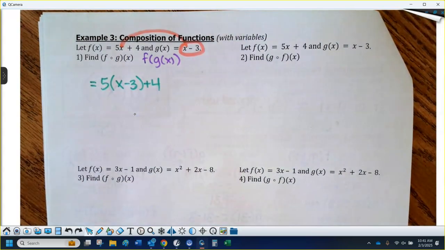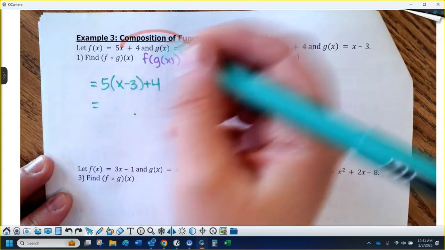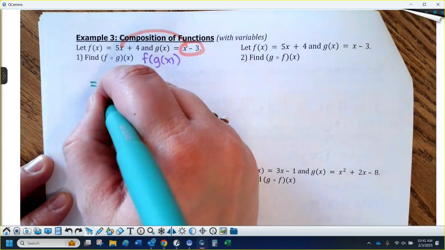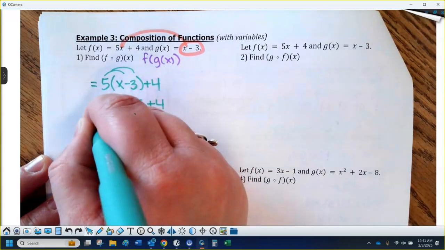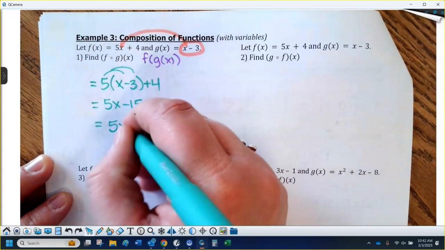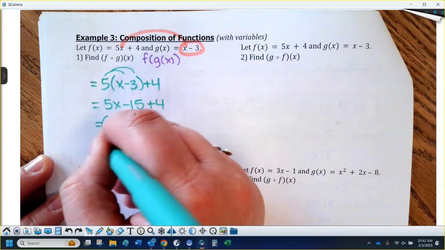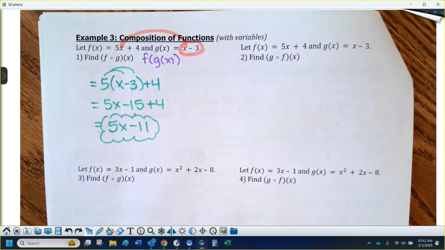This is not necessarily 2 problems in one. It's like which expression are you plugging into the other. So g of x is equal to x minus 3, so that whole expression, x minus 3, replaces the x in the other function rule that they give you. And then once you actually put it in, it's usually not bad to do. We might have to do a little distributive property. This is 5x minus 15 plus 4. And then I can combine like terms here. This would be 5x minus 11. So that expression would be my answer.